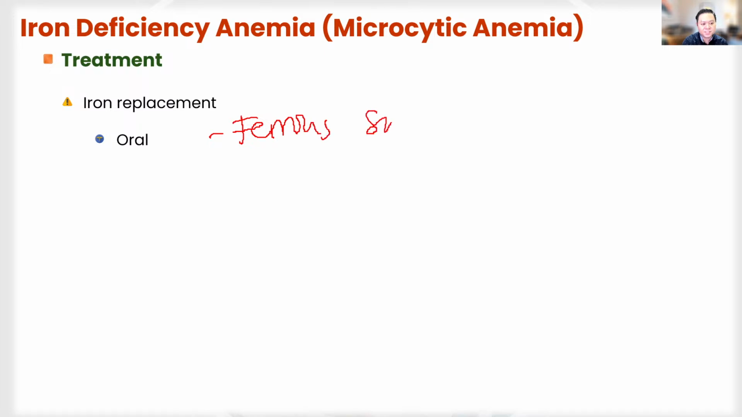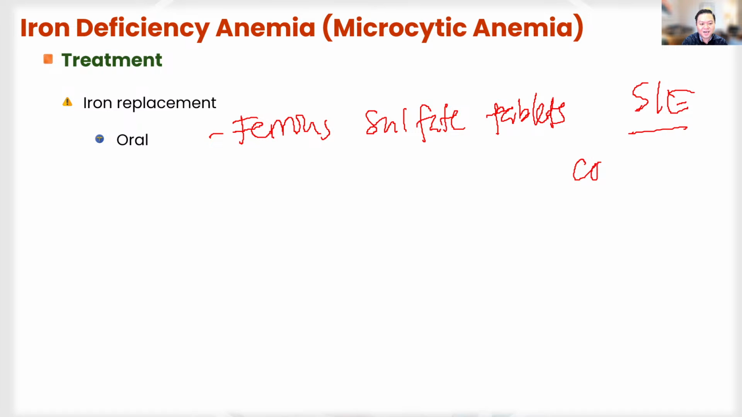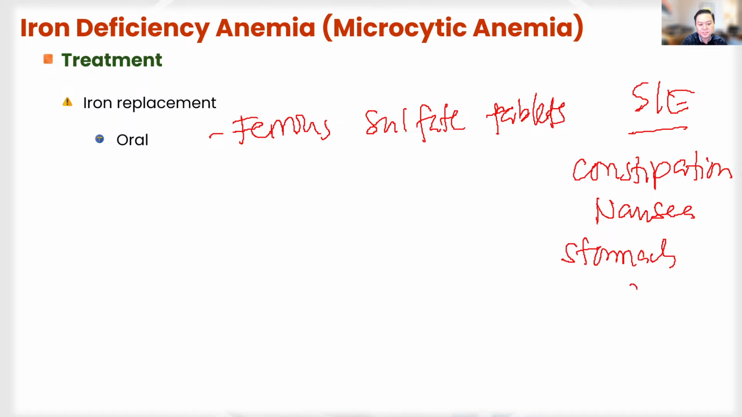Ferrous sulfate tablets. Okay. Now, I want you to recall the common side effects of the iron oral tablet. Do you still remember? The side effects are the following: constipation and nausea. These are expected, right? There's also some stomach discomfort.